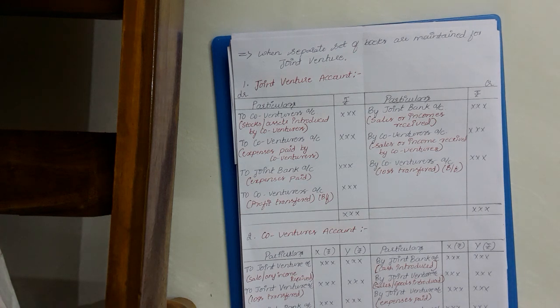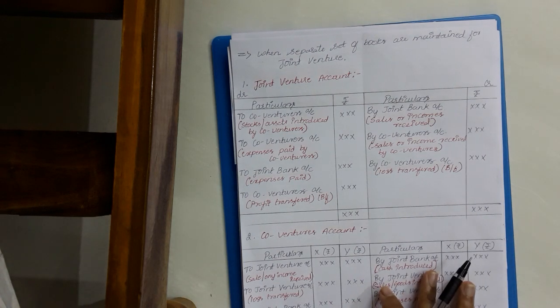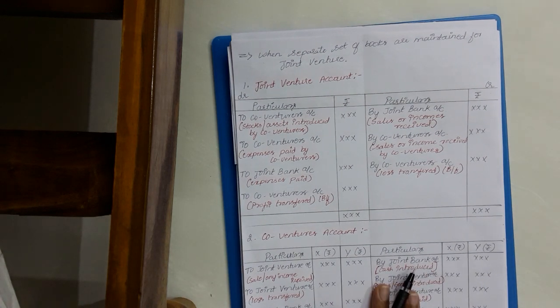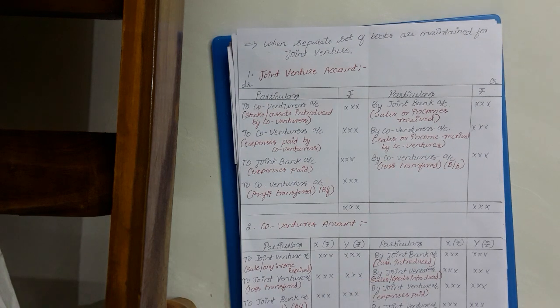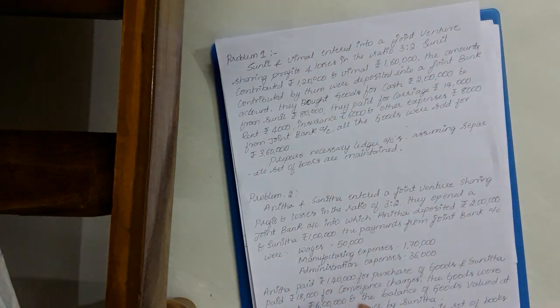As we all know, we'll be studying when separate sets of books are maintained. So I'll be teaching you the preparation of journal entries. When separate sets of books are maintained, there are three kinds of journal entries we are supposed to prepare: the joint venture account, the co-venturers account, and the joint bank account, right? So coming on to the first problem.